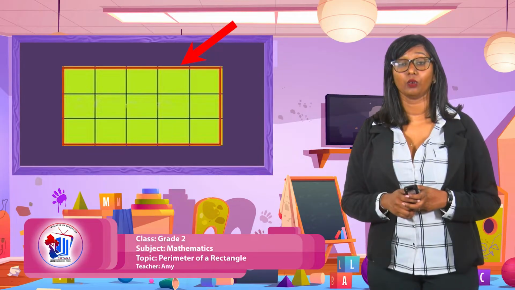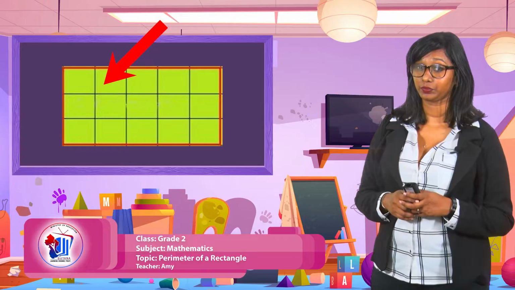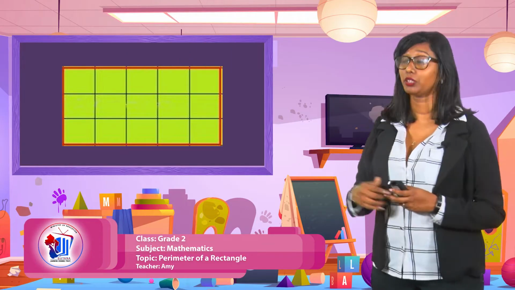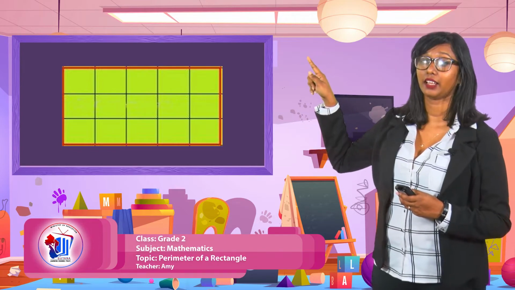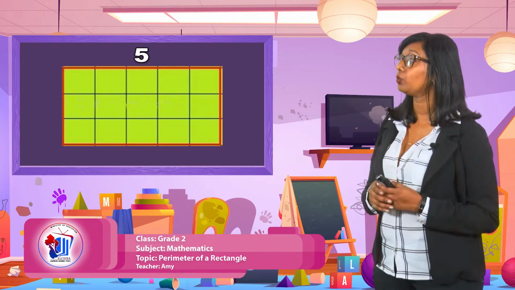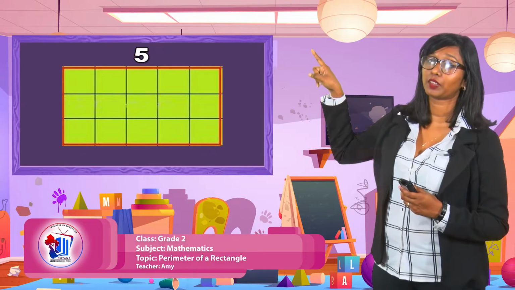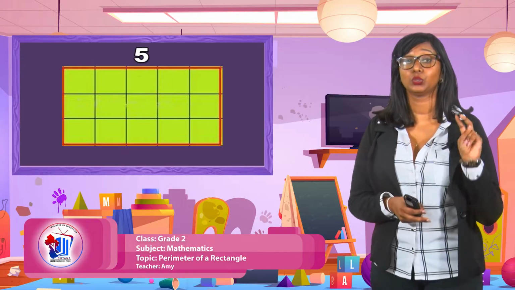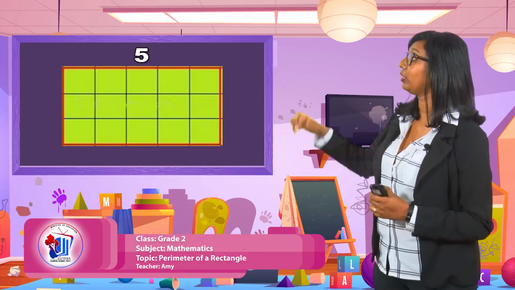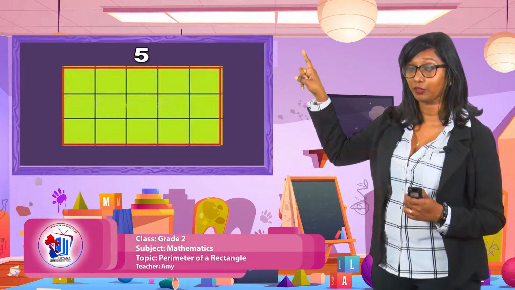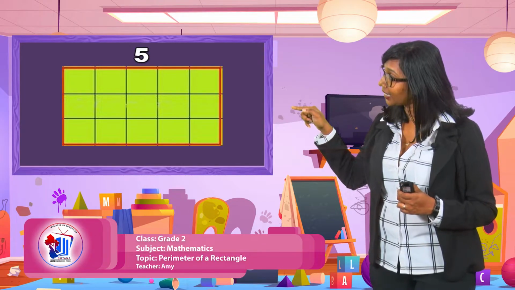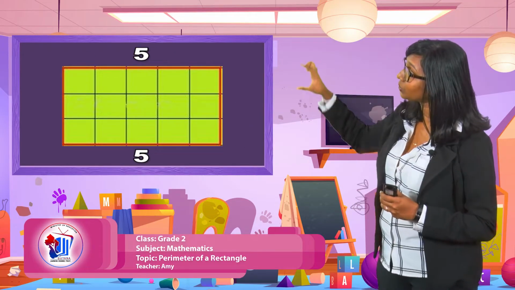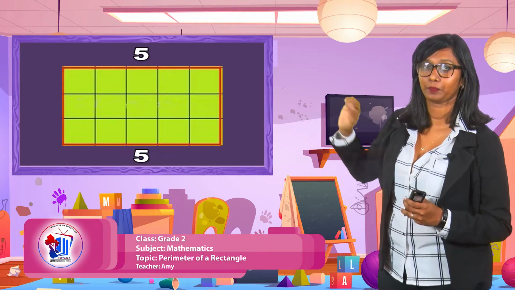So we can count 1, 2, 3, 4, 5. So the number for this side of the rectangle is 5. So we write the number 5 on top of that line. Now remember, boys and girls, a rectangle has 2 equal sides. So if the number at the top is 5, therefore this side here at the bottom will also be 5 because these 2 sides are equal.